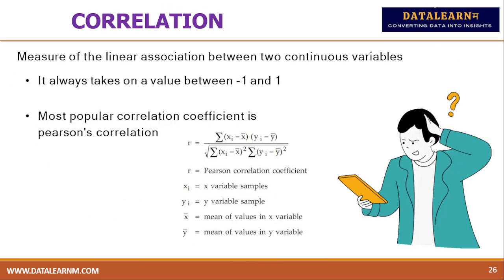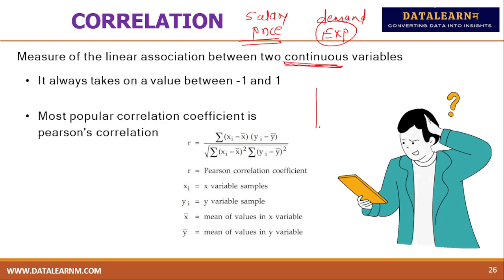Then there is something called correlation. We need to understand the concept called correlation now. It's just giving you a measure of linear association between two continuous variables. What is the relationship between two variables? Why do we need to understand this? We are talking about continuous variables right now. That means the data is continuous. Suppose salary is there. Suppose price is there. Suppose demand is there. Suppose experience is there. If different variables are there, there should be some relationship.